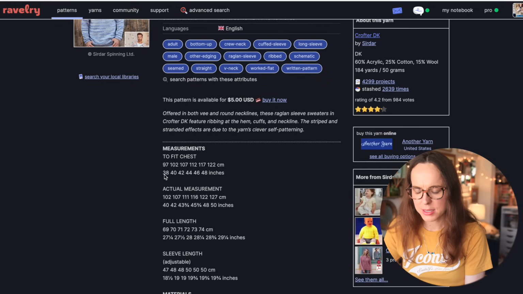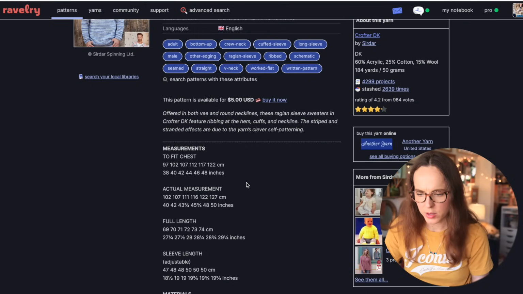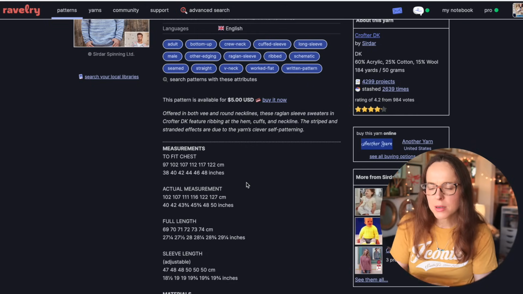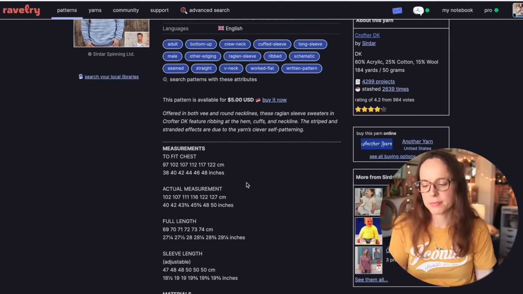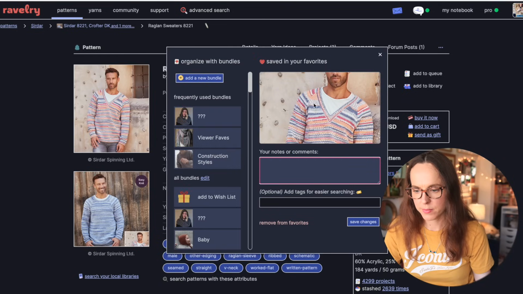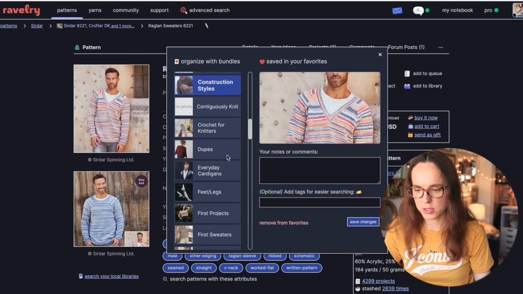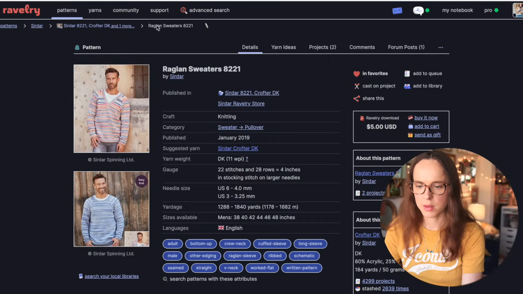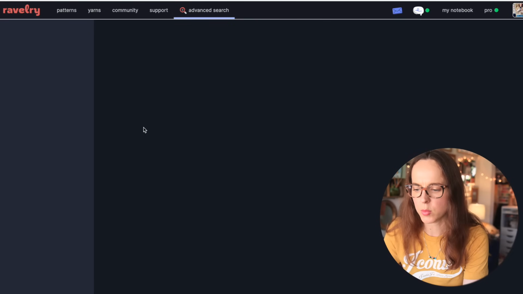It only is intended to fit a chest from 38 to 48, but it's a man's sweater. Size ranges in terms of chest are typically smaller. They just are. But I really absolutely love that. I'm popping that into construction styles as well. Okay, great. Looking good. Let's do one more.